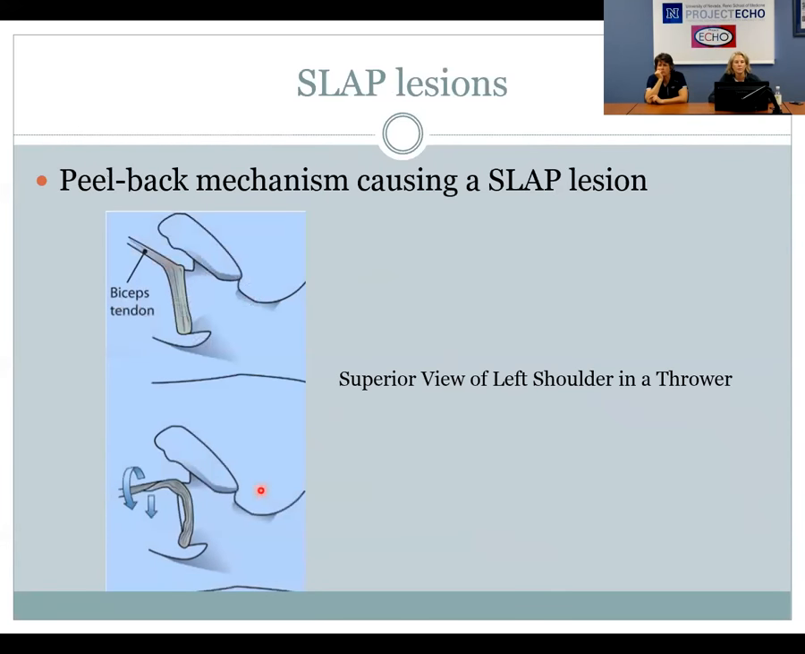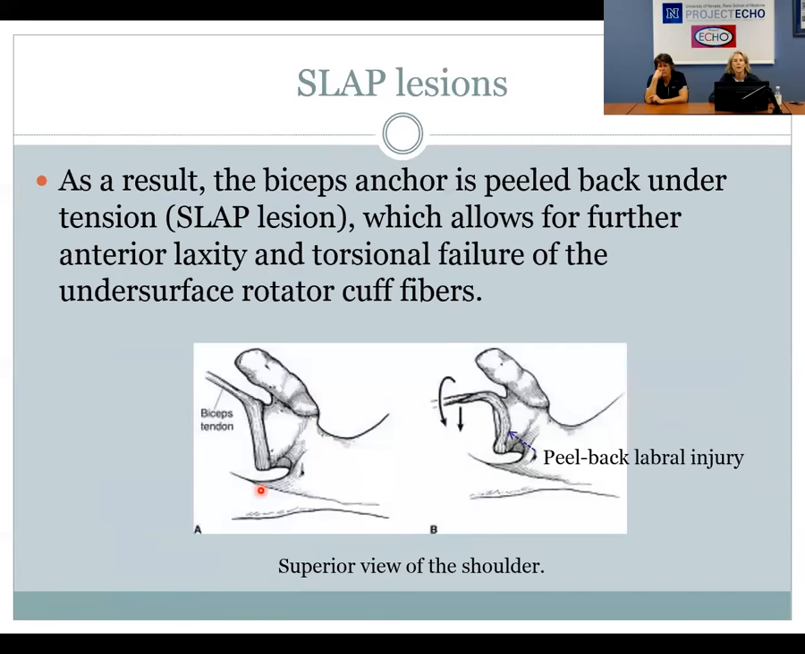So what is a SLAP lesion? Generally speaking, in athletes, because of this peel-back mechanism in overhead athletes, it's basically a superior labral tear. In a thrower with repetitive overhead motion, the biceps tendon can cause a peel back of the superior labrum. Usually this happens over time and it's not an acute injury. What happens in an overhead athlete is that once the SLAP lesion occurs, it allows for further anterior laxity and torsional failure of the undersurface of the rotator cuff and sometimes of the anterior capsule. So it can lead to what we call microinstability and shoulder pain in overhead athletes.